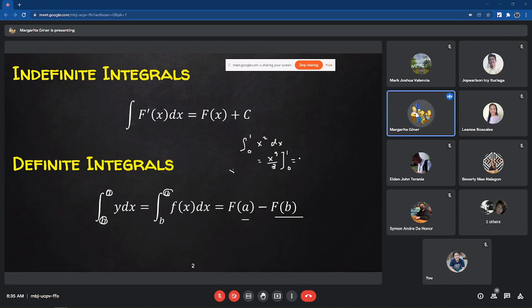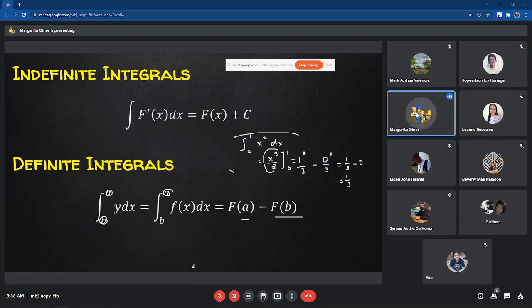So, ang una, 1 raised to 3 over 3. Okay? Kasi yung upper limit, i-substitute mo sa same equation. Minus, the same equation, pero this time, ang value ng x is 0 na. 0 over 3 cubed. So, if you're going to substitute the value, 1 raised to 3 is still 1 over 3. And then, ang 0 is just 0. So, your final answer is equal to 1/3.